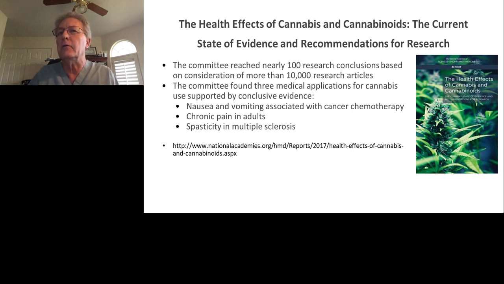And the committee found 3 medical applications for cannabis use supported by conclusive evidence. That means that it is rock solid and irrefutable. And they found that nausea and vomiting associated with cancer chemotherapy, chronic pain in adults, and spasticity in multiple sclerosis had conclusive, unequivocal evidence for the medical application of cannabis in medicine today.